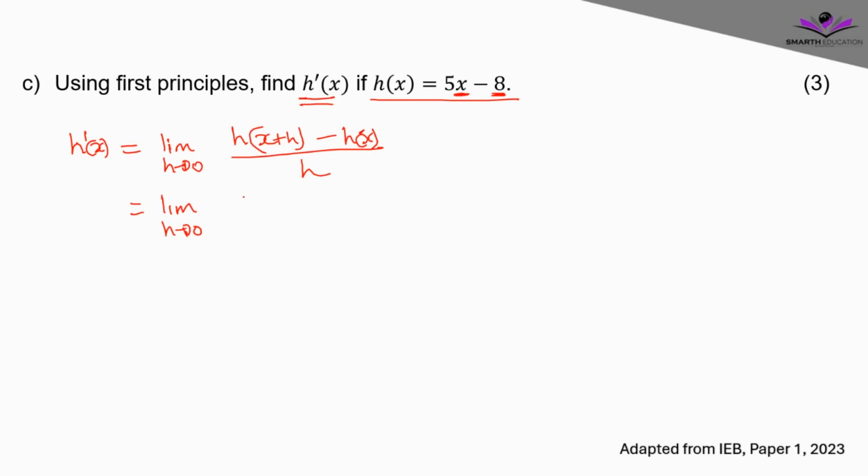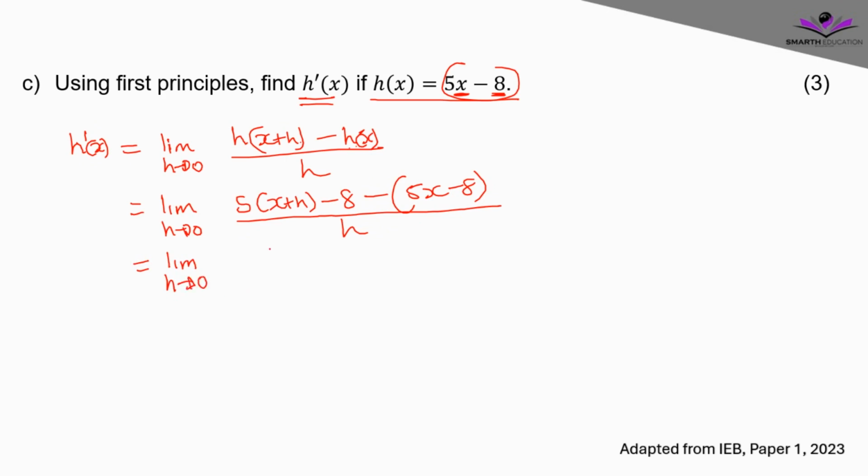So where there's x, you put x plus h. So it's going to be 5 times x plus h, minus 8. This is h of x plus h. And then minus h of x. Always put your h of x inside the bracket. So let's put this in the bracket, 5x minus 8, all this over h. Then which is the limit as h approaches 0 of 5x plus 5h minus 8 minus 5x plus 8, all this over h.